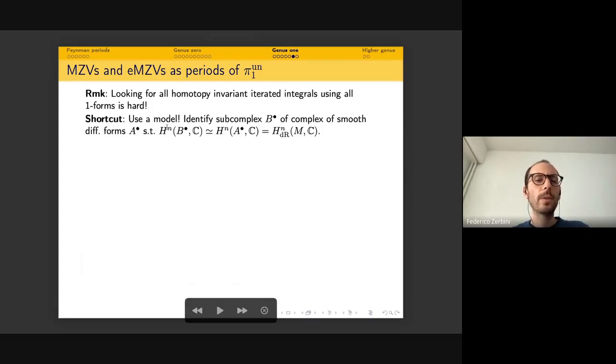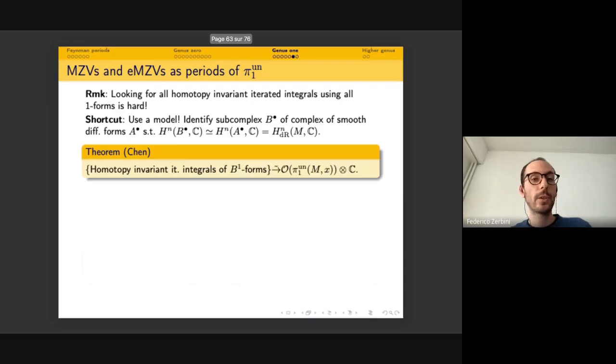first of all, let me remind you how to compute in practice this kind of homotopy invariant iterated integrals over a manifold. You have to use a model of your complex of smooth differential forms. Otherwise, this is quite hopeless, because you would have to look at all possible iterated integrals of smooth forms and look at the homotopy invariance. This is very complicated. But if you use a model of your complex of differential forms which is simple, then it's simple to look at all the iterated integrals. And a theorem of Chen tells you that you get exactly the same functionals. So you can use the model.